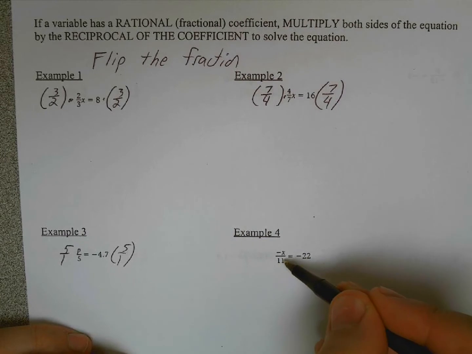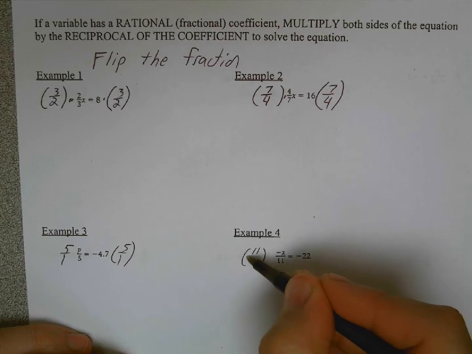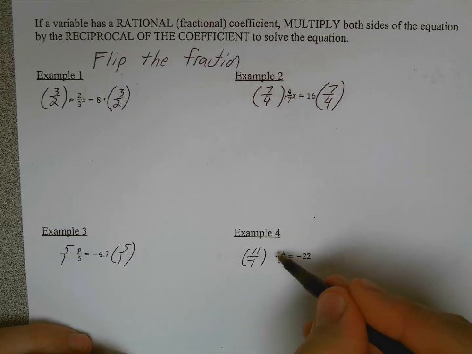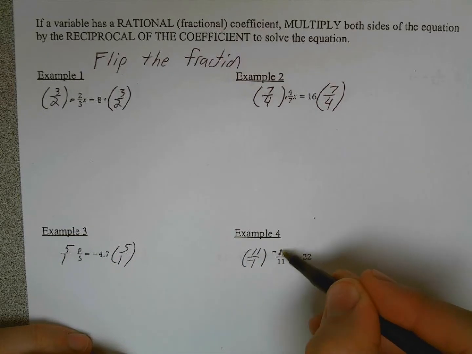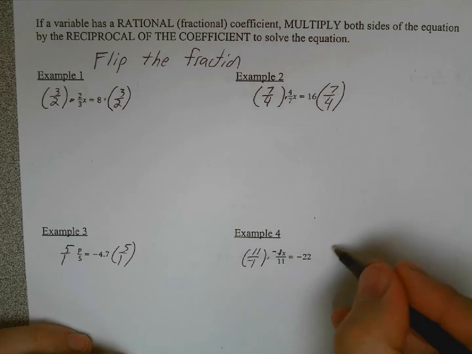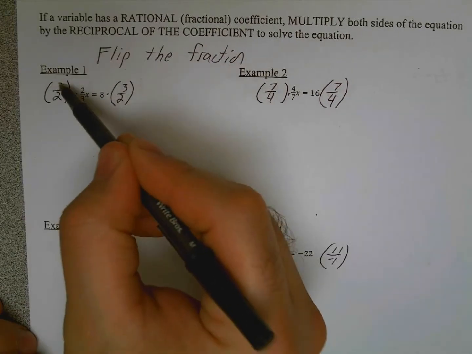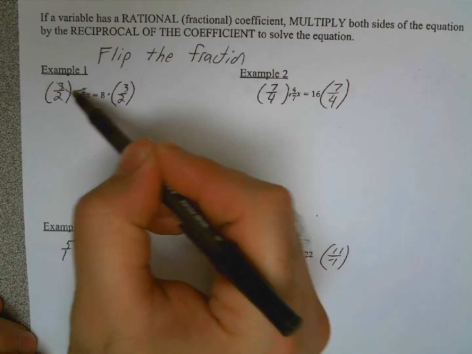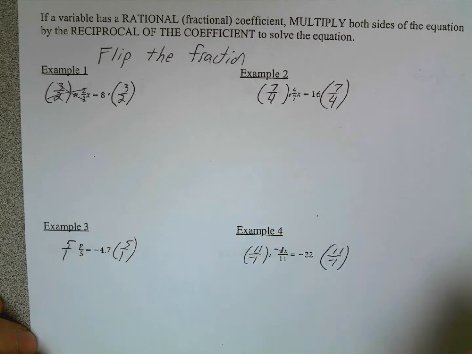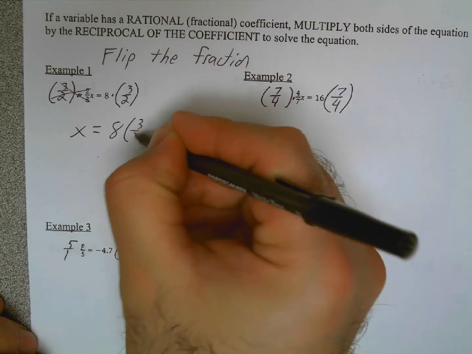The bottom problem right here, it's really negative 1/11, so I'm going to multiply by 11/-1, right? This is really negative 1 x/11, so I'm going to multiply it by its reciprocal. Watch your signs. So whatever you do to one side, you got to do the same to the other side, all right? So now, whenever you have this, 3 divided by 3 is 1, 2 divided by 2 is 1. Those cancel out. I'm left with x equals 8 times 3/2.